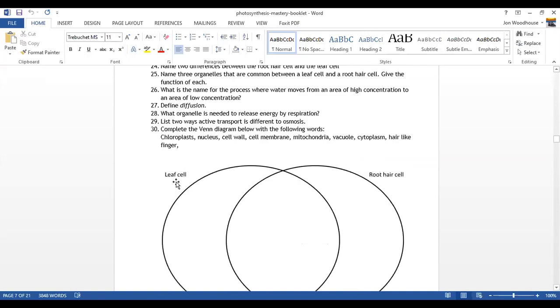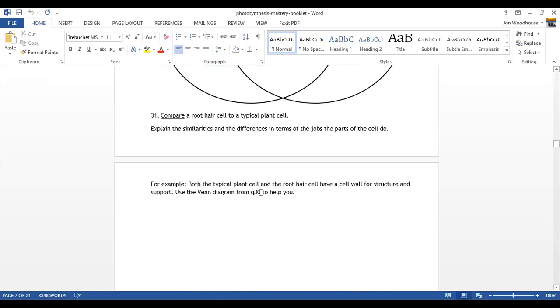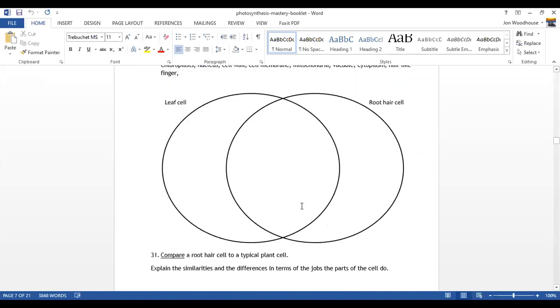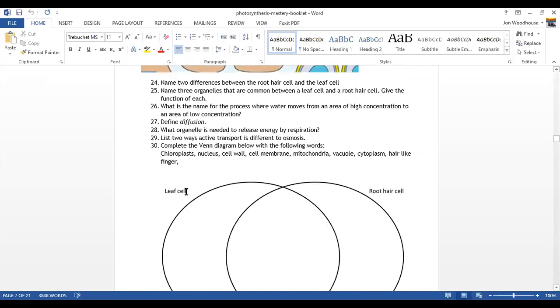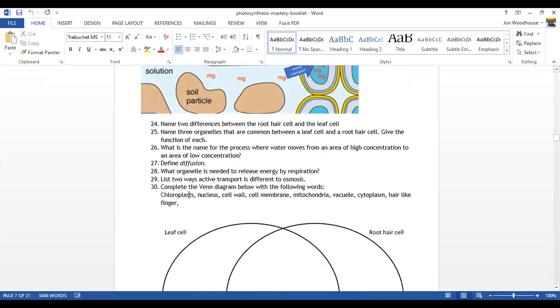Question number 31 is basically a 6-mark question, but you should have enough information here to help you. Just make sure that you get 6 points. You may need to do some research about what chloroplasts do, what the nucleus does, what the cell wall of a plant does, from the work that you did in Year 7 using the Caboodle biology book. So if you log on to Caboodle, you should be able to find the appropriate page numbers there.